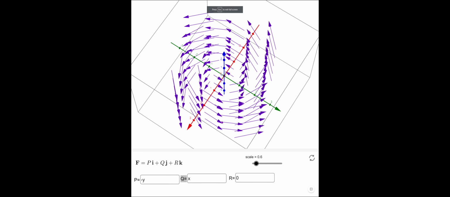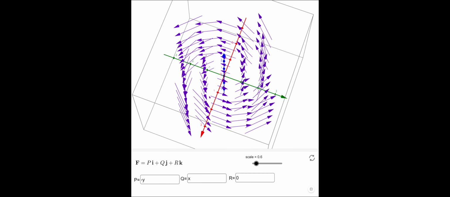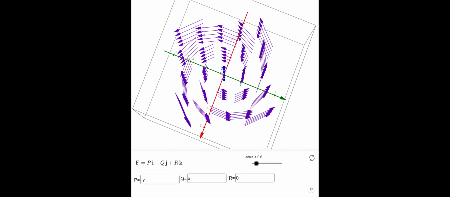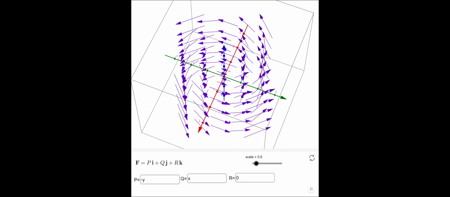And in the case of the G, you have the second vector field, with the vectors rotating around your z-axis. If you look from the top, you see the rotation around the z-axis. And at each point in your three-dimensional space, you have a vector associated to it.